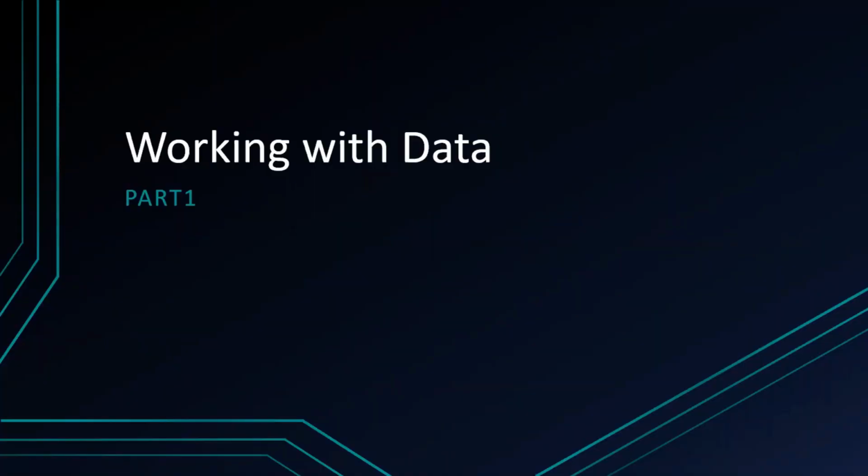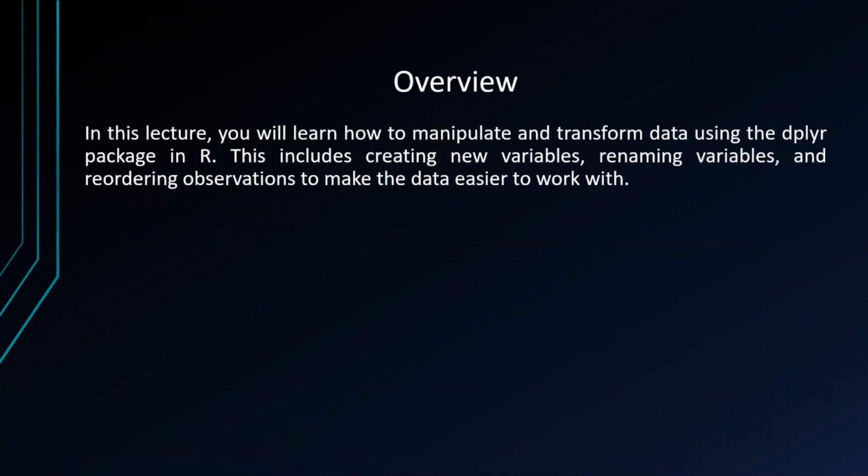Hello everyone, welcome to the fourth outline of this course, which is working with data. So this video is part 1. Let's get an overview of this outline. In this lecture, you will learn how to manipulate and transform data using the Dplyr package in R. This includes creating new variables, renaming variables, and reordering observations to make the data easier to work with.